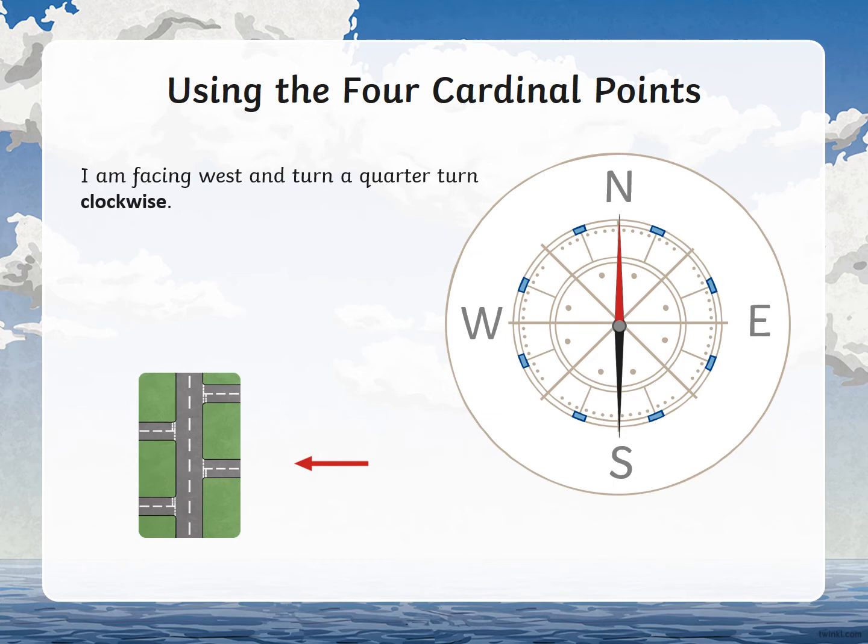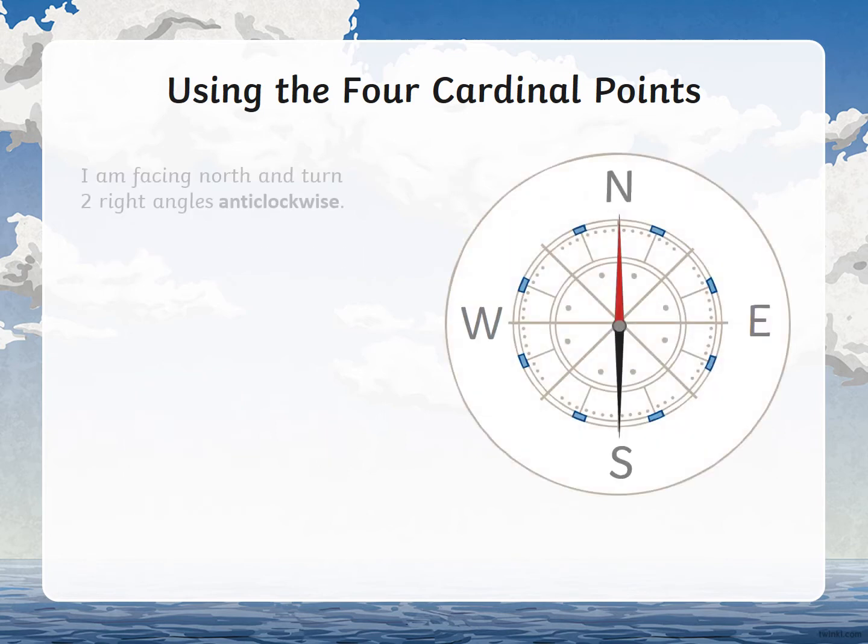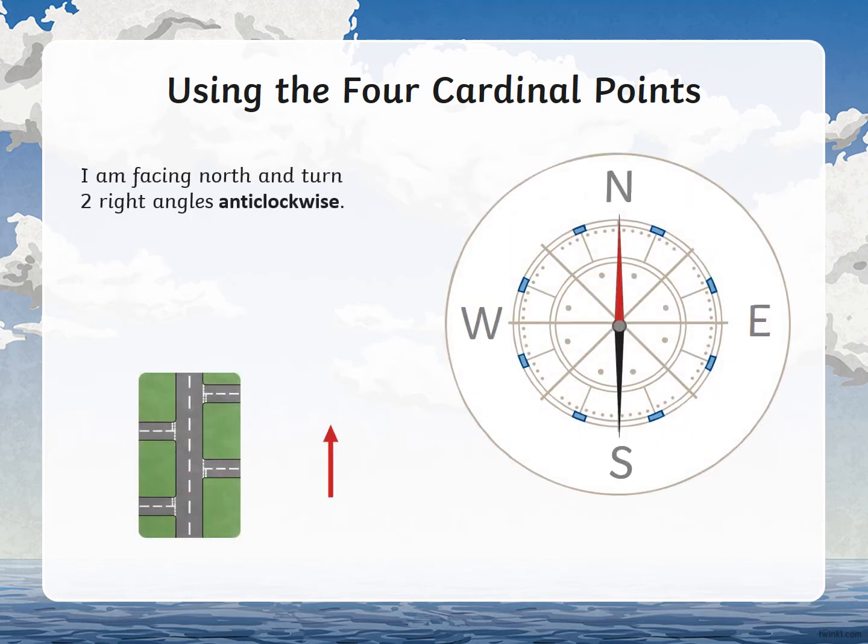Have a think, where will you end up? What direction are you facing now? So that's the direction you're facing now if you watch that arrow move. The answer is north. So this time we're facing north, which is where we ended up last time. And we're going to turn 2 right angles anti-clockwise. That's to the left. That's the opposite direction to the hands of a clock and which way they move. So think, where would you end up?